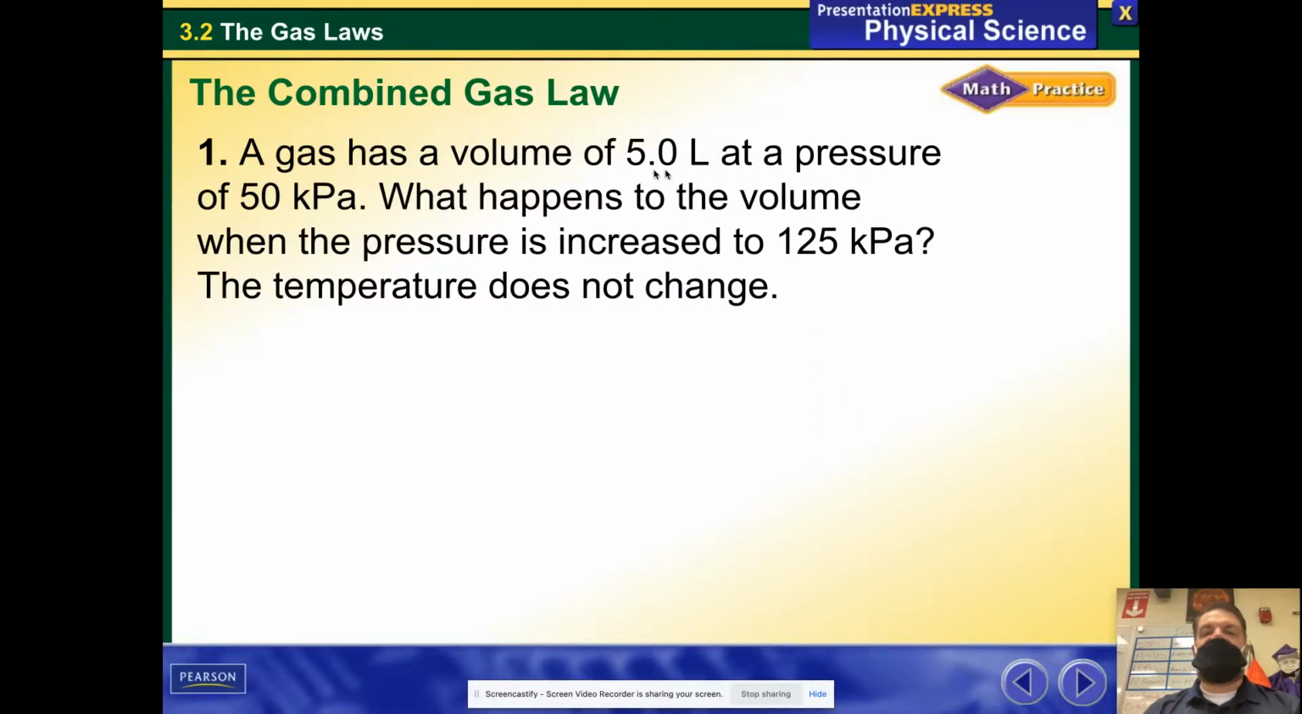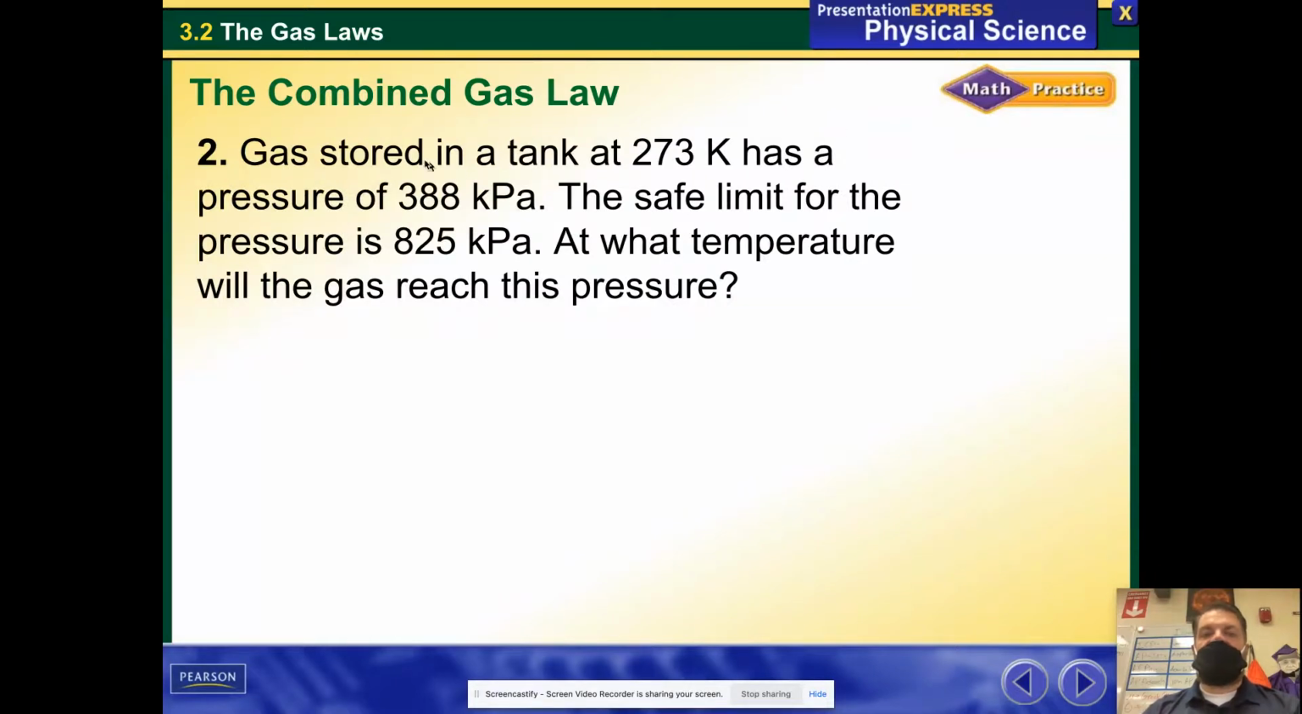I'm going to list, this is the initial volume. This is the initial pressure. This is the final pressure. What's the final volume? If I go to the next one, this is a change. This is the temperature. This is the pressure. This is a pressure. What is the final temperature?